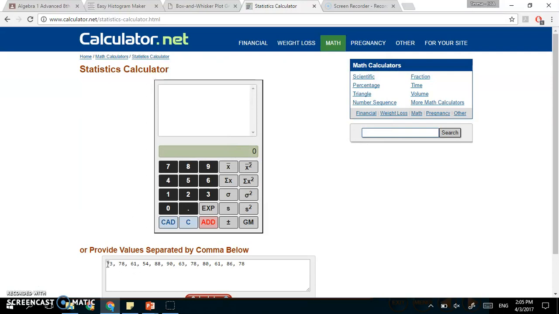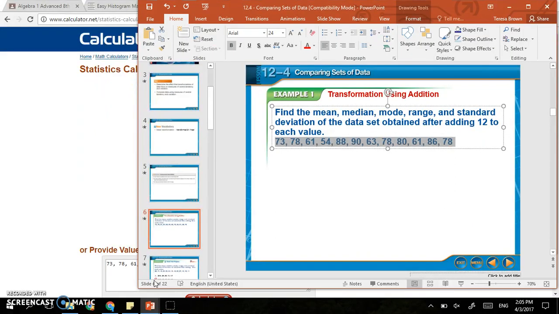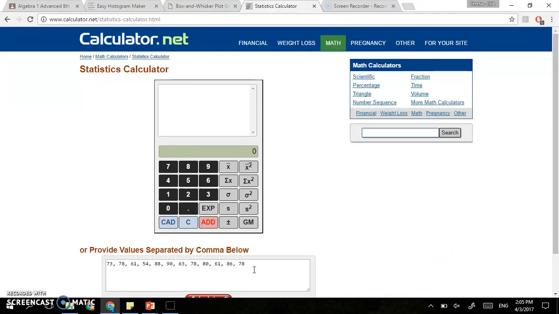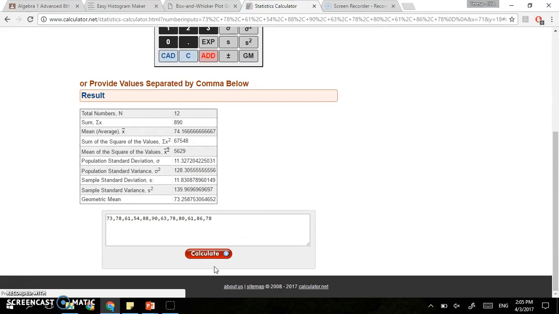So what I did is I took all those numbers from my PowerPoint here and I put them into this box here. Once I've put them all in, I separate them each with a comma. I can hit calculate. And it gives me this list of numbers that I was looking for before, the ones that I got when we used the graphing calculator. So I'm looking for the mean, the median, which is in here, so we're going to have to find that, and the variance, the standard deviation.